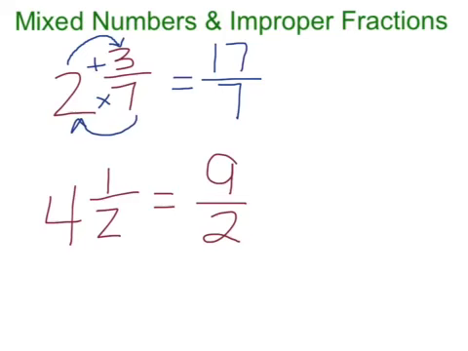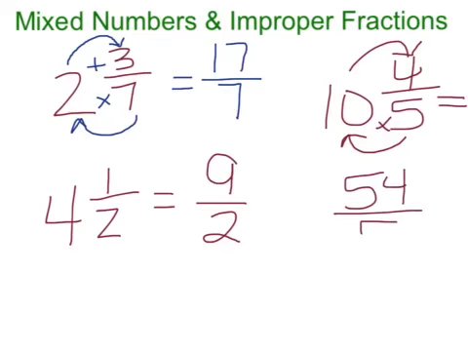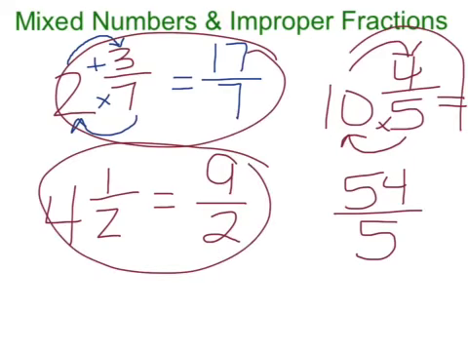One more example. 10 4/5. Same process as before. Multiply here, add here. 10 times 5 is 50, and 50 plus 4 is 54. We're going to use the same denominator to get 54/5. All three of these are sets of equivalent mixed numbers and improper fractions.